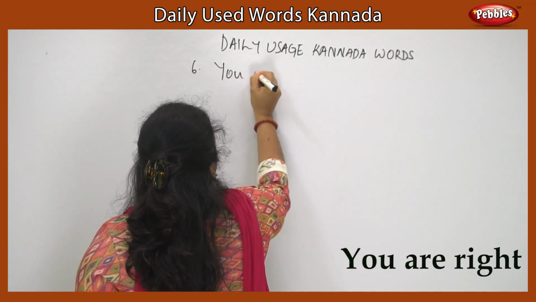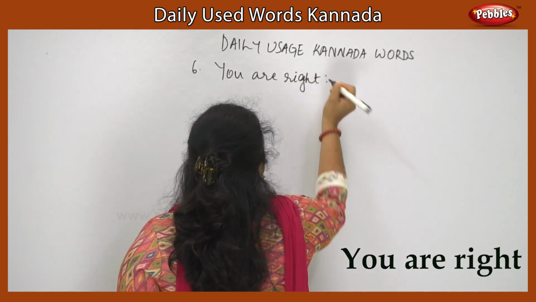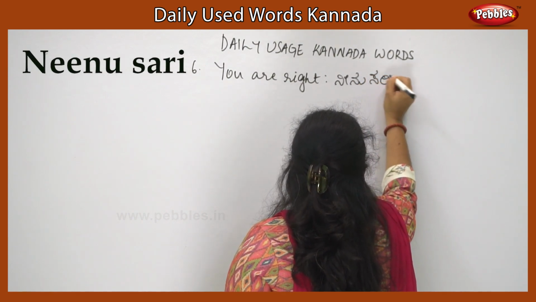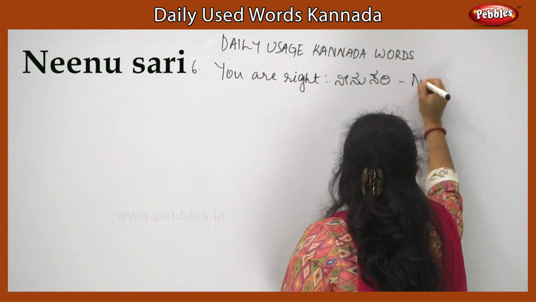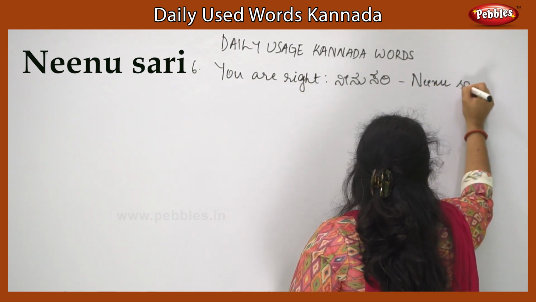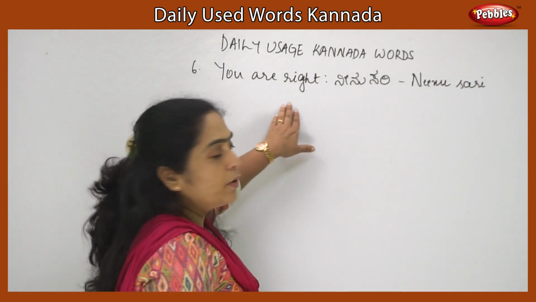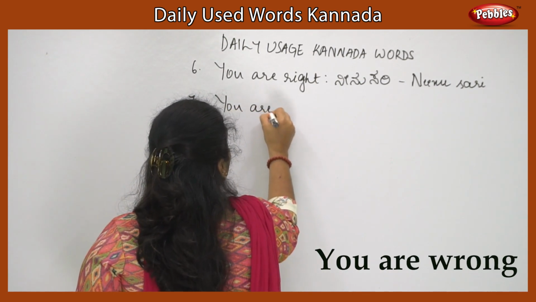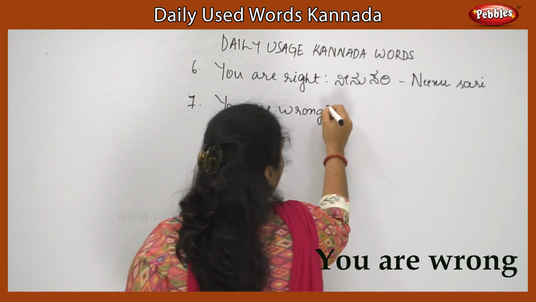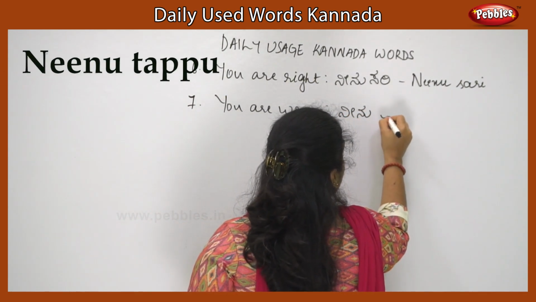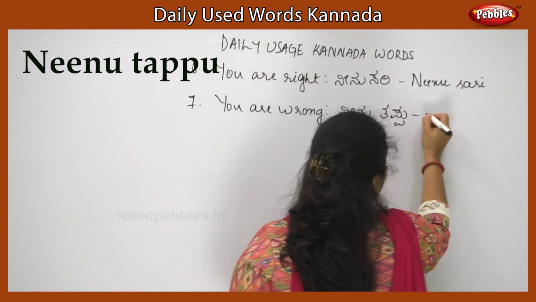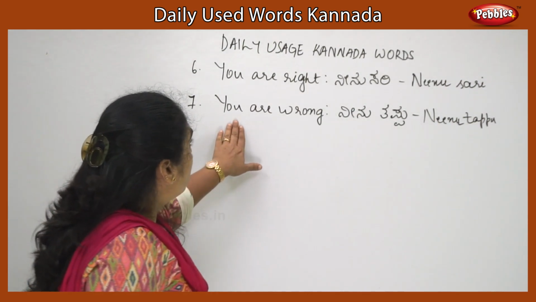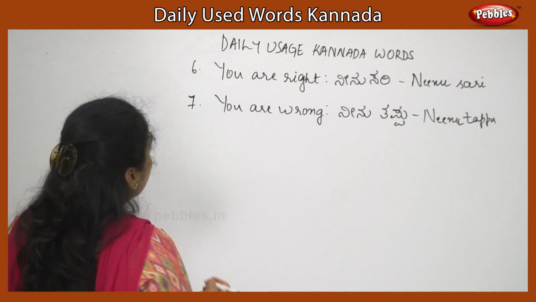Sixth one, you are right. What is right in Kannada? Right is sari. You are right, neenu sari. Neenu is you are. When anybody does right things, you will say you are right. Like that in Kannada you will say neenu sari. If they do wrong, what will you say? You are wrong. Opposite to sari is tappu. Neenu tappu. You are right is neenu sari. You are wrong is neenu tappu.